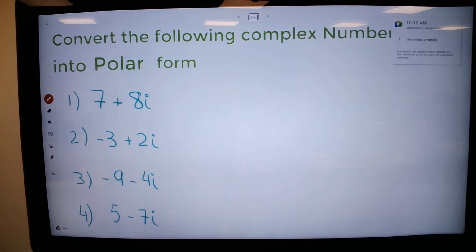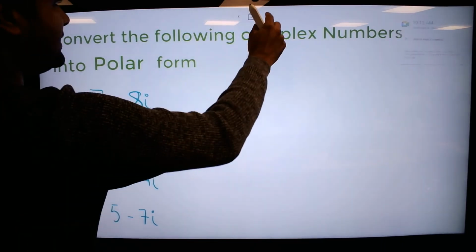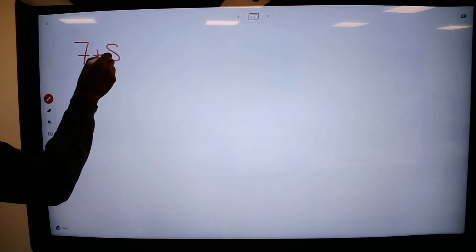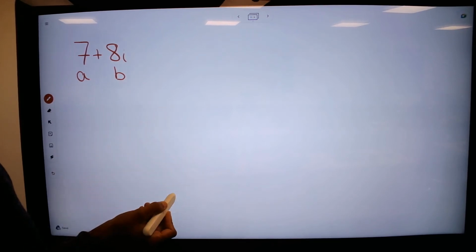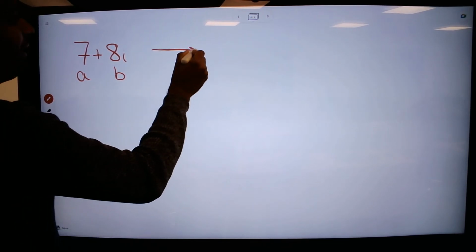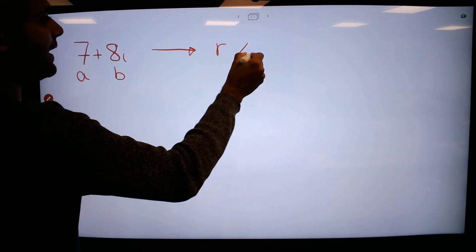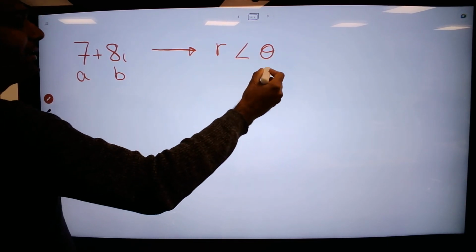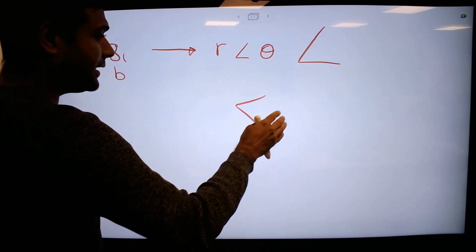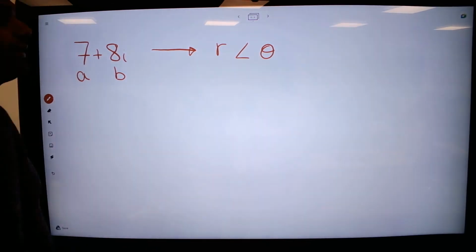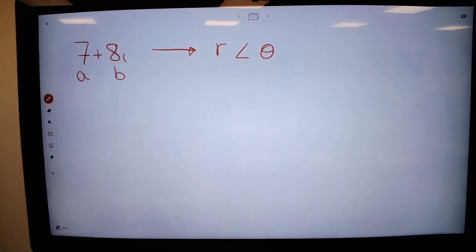Okay, let's start with these examples. 7 plus 8i. How are we going to do this one? Okay, 7 plus 8i, that's the easy one. Now this is an A and this is a B. So I need to convert into polar form. So I need to write in this form R angle theta. When we write the angle, it's not like that crocodile sign, it's that and then straight. So I need to find the R and the theta.